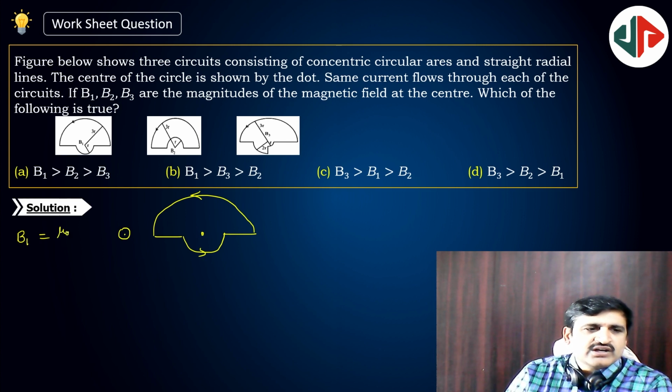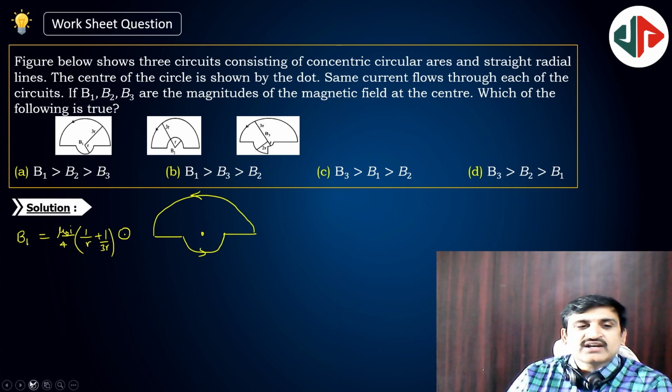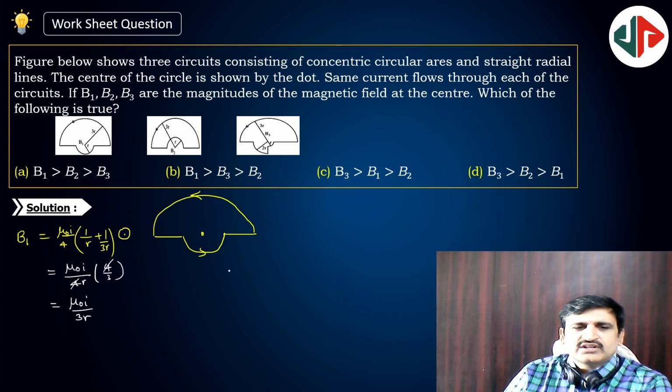So mu naught I by 4 of 1 by r plus 1 by 3r. The formula is mu naught I by 2r, and we have to divide by 2, that's why. So its simplification is mu naught I by 4r of 1 plus 1 by 3. 3 ones are 3 plus 1, 4 by 3. So this is going to become mu naught I by 3r. First one over.